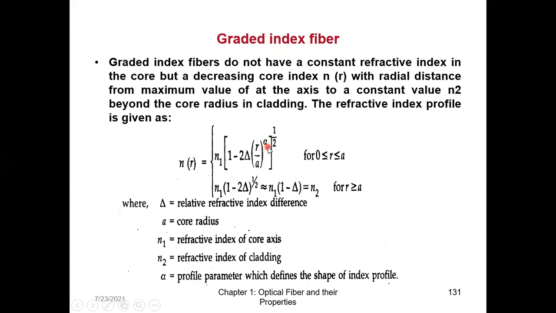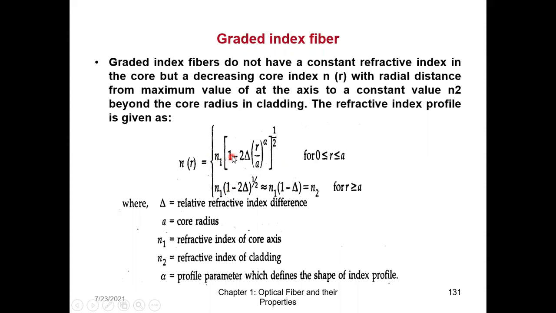This is not A. What is alpha and why I am reading out this formula, I will tell you in the next slide. And when R is greater than or equal to A, then this is one particular formula for the refractive index profile. For step index fiber, your N of R was equal to N1 when I'm talking of the core refractive index, and your N of R was equal to N2 when I'm talking of the cladding refractive index.